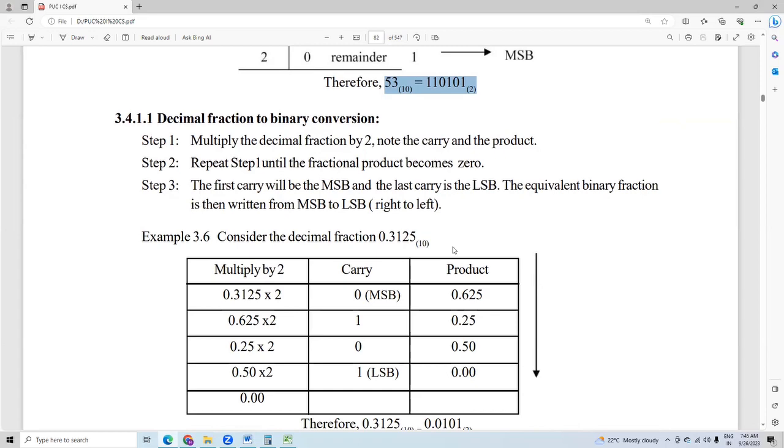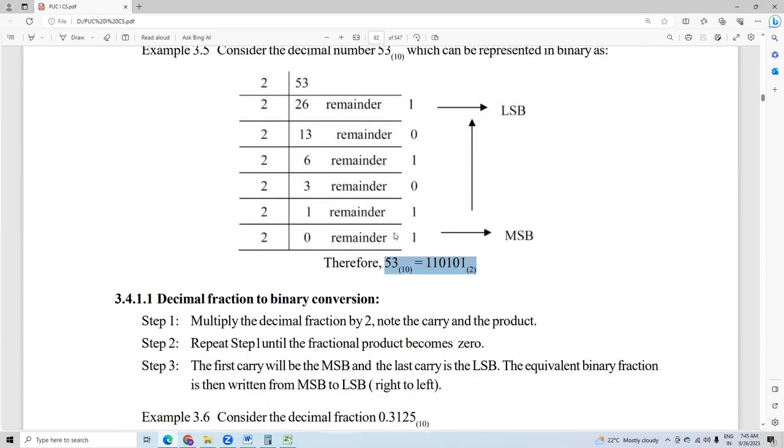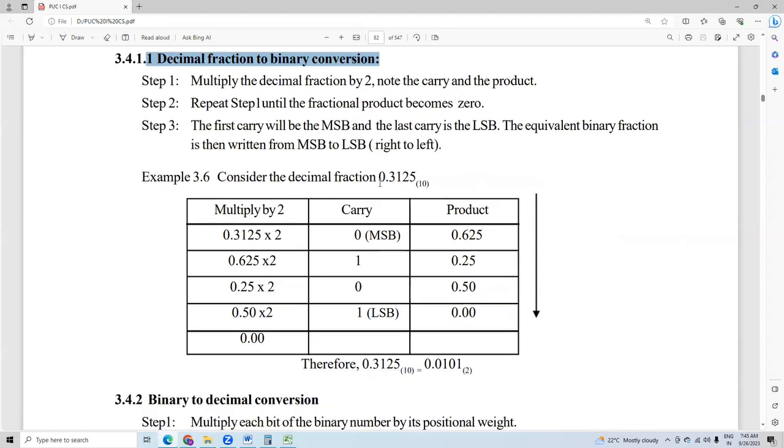As I said, in the exams they won't give you such simple questions like converting 65 to binary, because it's very easy, everyone can do it. They always ask for fractions, decimal fraction to binary conversion. Learning this process is what is important. In such a case, for decimal fraction to binary: multiply the decimal fraction by 2, note the carry and the product, and repeat until the fractional product becomes 0.